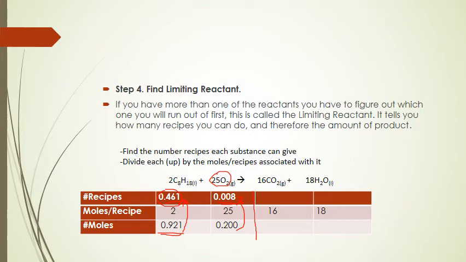So you can only do the reaction 0.008 times. So the oxygen is the limiting reactant, and that's going to determine how much product you make. Make sure that when you do these, you do them independently. You see how many times you can do the reaction with this guy, how many times you can do it with this guy, compare them, and the guy that gives you the least amount of reactions will be your limiting reactant, which is this, the oxygen.